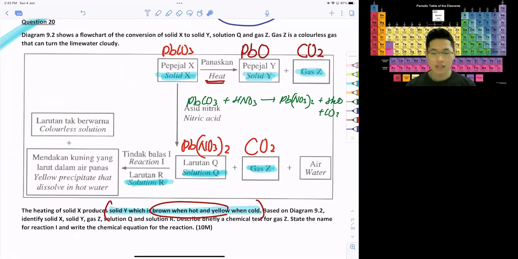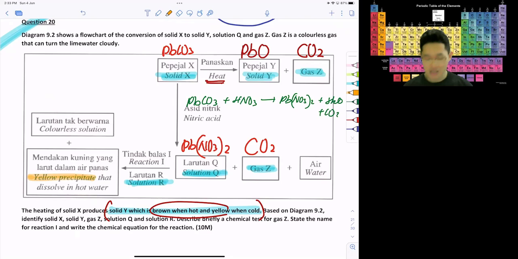Okay, and then they say yellow precipitate that can dissolve in hot water. So when we see yellow precipitate, yellow color, just like I said, there's one yellow precipitate: lead II iodide.